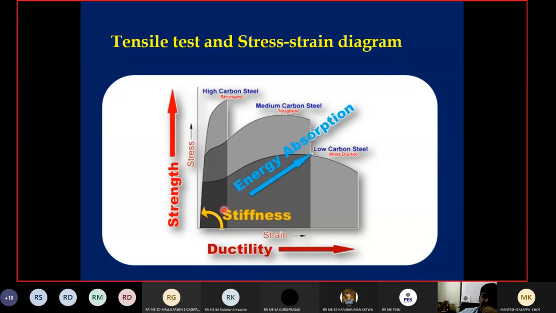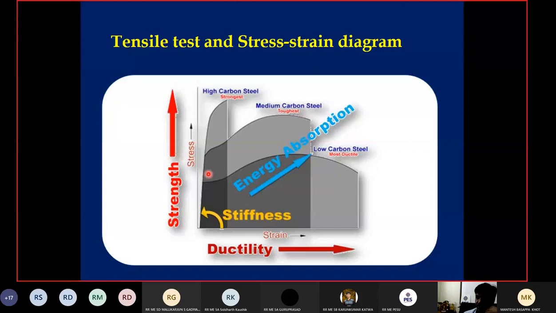So if you know this and you take up any material testing and you want to compare, you can easily make out which material has high strength, high ductility, energy absorption or stiffness. Sometimes you may have to do a compromise, but there will always be a trade-off. You won't get everything, but definitely you can choose the right option among various materials that are available in the industry.